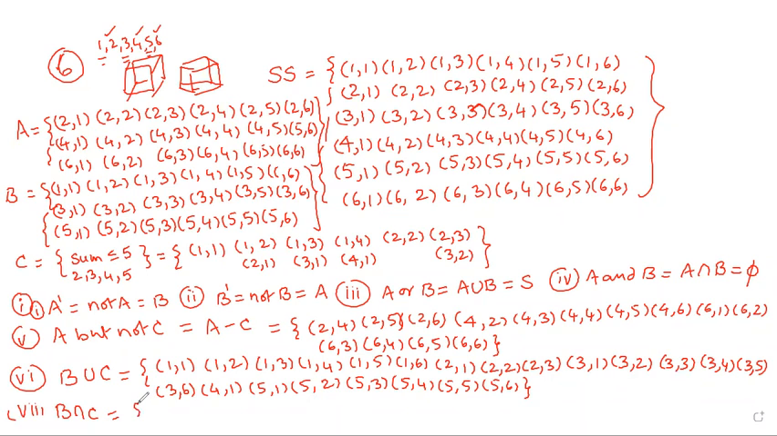B and C: 1 comma 1 is the common. Next 1 comma 2 is common. 1 comma 3 is common. 1 comma 4 is common. Next 3 comma 1 is common, and 3 comma 2 is common. That's enough common elements. B intersection C is also completed. The last one is the 8th bit. We should complete the 8th bit. Total is completed.